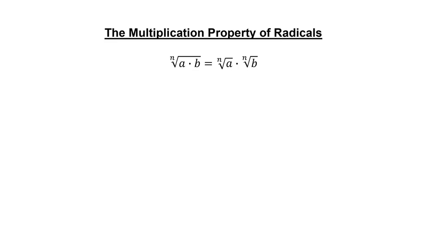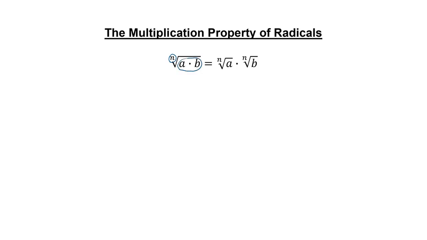In this video, we're going to talk about how to simplify radical expressions using the multiplication property of radicals. Before we get started, let's talk about really quickly what the multiplication property of radicals is. Here we see the nth root, and that's just a fancy way of saying any root. That could be a square root, or a cube root, or a fourth root, or a fifth root. Any root of a product.